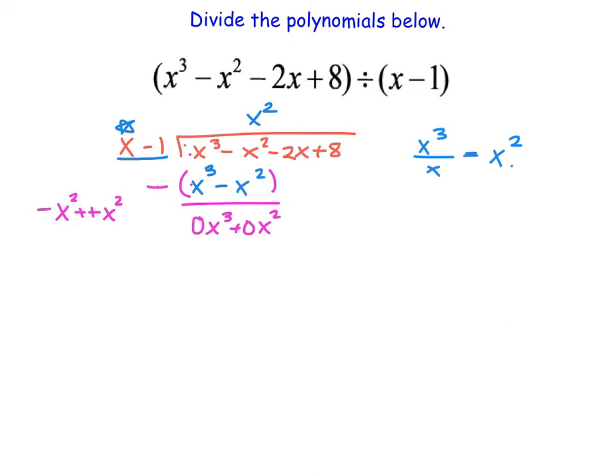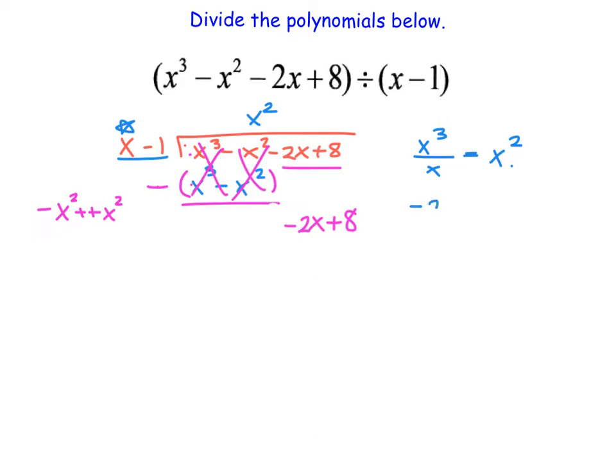So from here, I can just bring the rest of the problem down. So I still have minus 2x plus 8. Because all of these canceled out, you can erase these zeros if that confuses you, to have less writing there, especially when they're canceled out. So our next step here is to now focus on this negative 2x term.